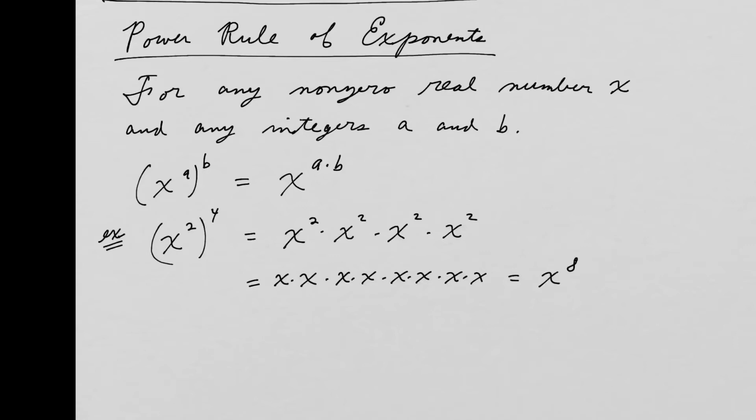But the quick way of doing that is to say, well, this must be equal to x, and then if I multiply the 2 times 4, I'm going to get my 8. Okay, but that's why it works. If you expand the whole thing out, you'll see that it's the same thing as x to the 8th. Okay, let's do a few more examples of this.